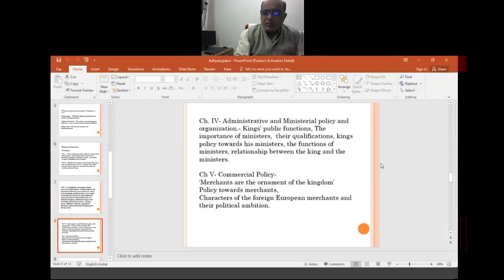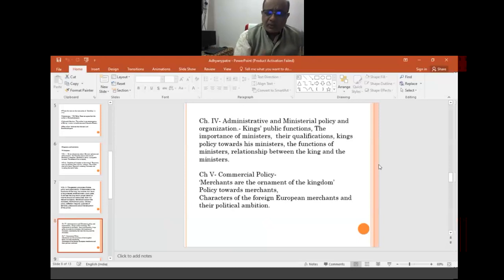Chapter 4 talks about the administrative and ministerial policy of the Maratha organization. What are the public functions of the king? What is the importance of the minister? What should be their qualification? What should be the king's policy towards his ministers? What are the different functions of the different ministers, and how the relationship between the king and the ministers should be regulated.